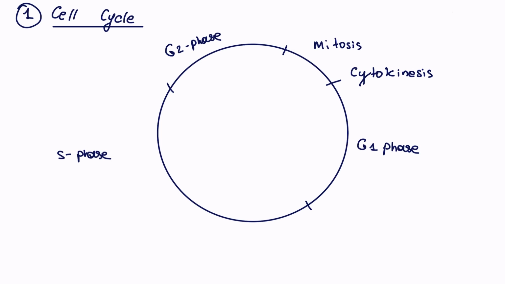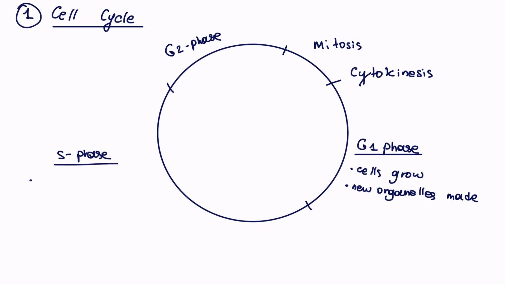Now let's go through each one of these stages and understand what goes on in each one of those. So let's start with the G1 phase. As I already mentioned to you before, we refer to it as a growth or gap phase. And in this stage, basically cells grow and there are going to be new organelles that are going to be made, which will then end up in future daughter cells.